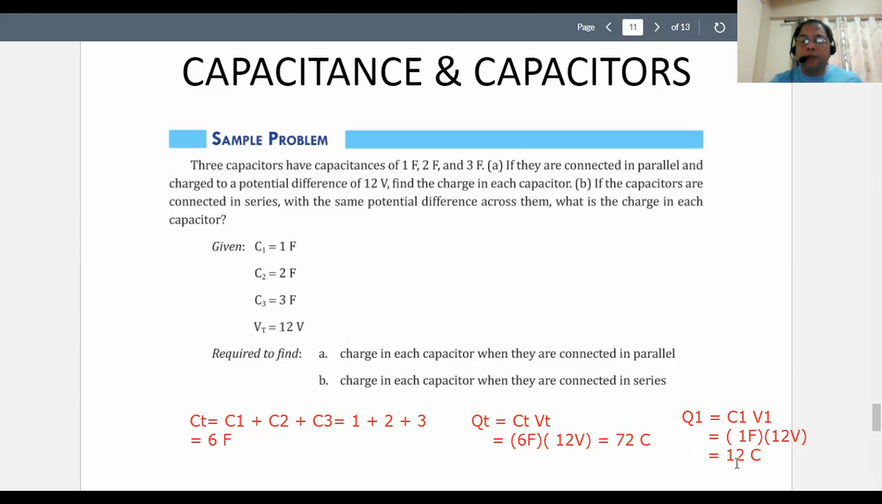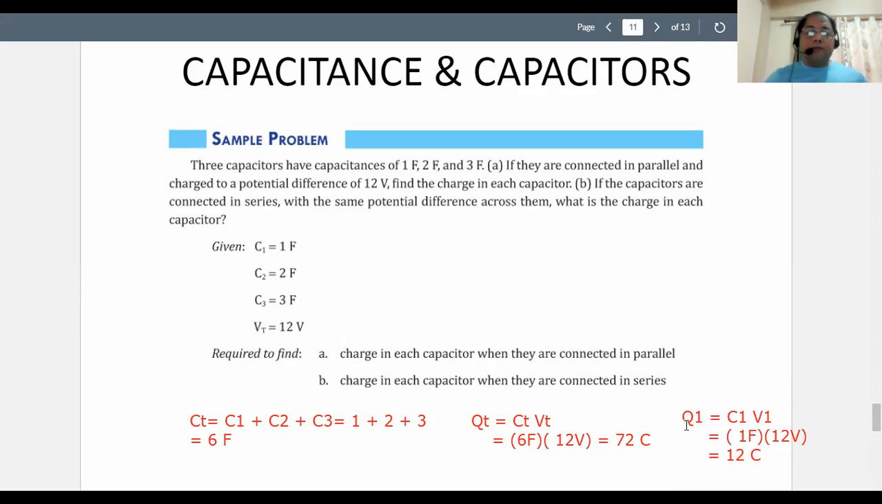And eventually, if you add them up, they should end up with a total value of 72. Okay, are you following? So Q1, Q2, Q3, you'll just simply use C1, V1, C2, V2, and C3, V3.